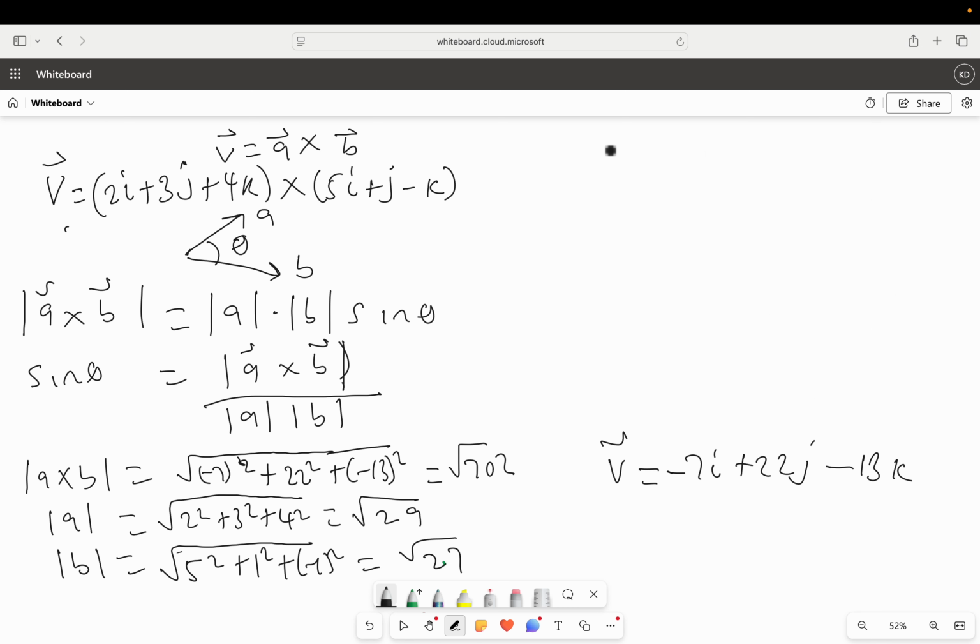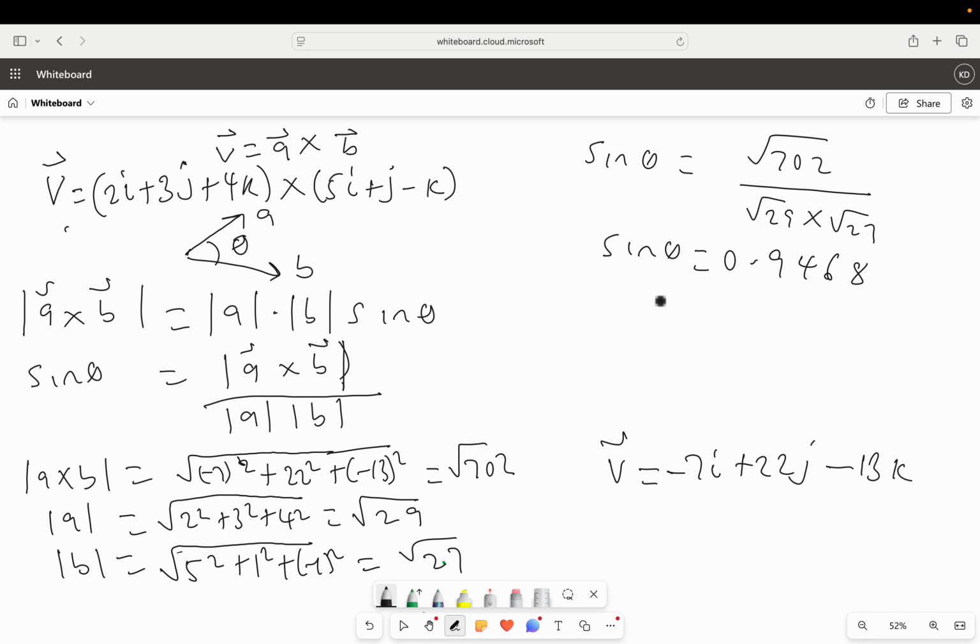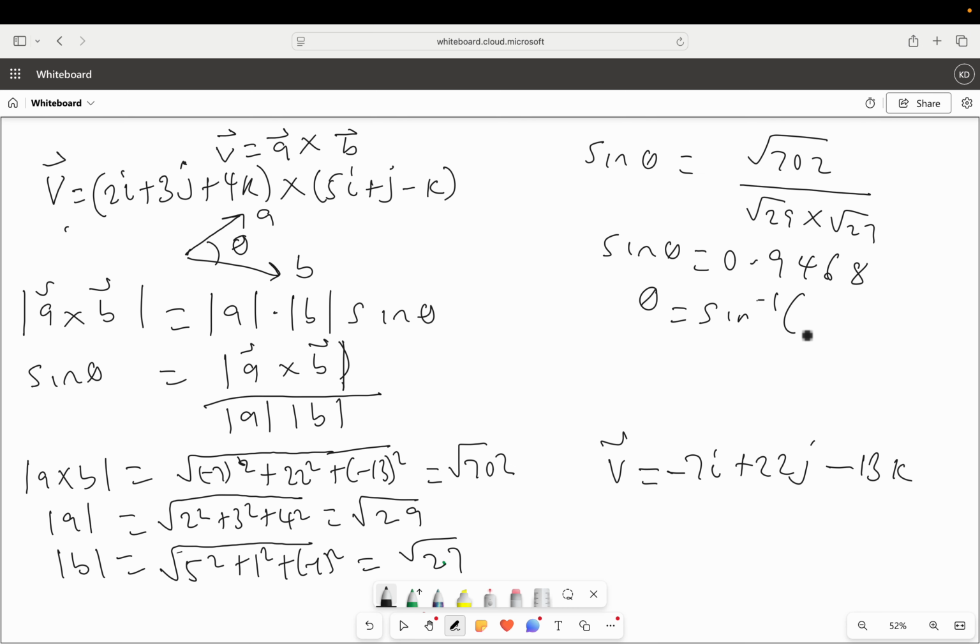So substituting my terms, sine theta will just be square root of 702 divided by square root of 29 times square root of 27. If you solve this, I will end up with sine theta is just 0.9468. So my theta will just be sine inverse of 0.9468, and that will give me 71.22 degrees.